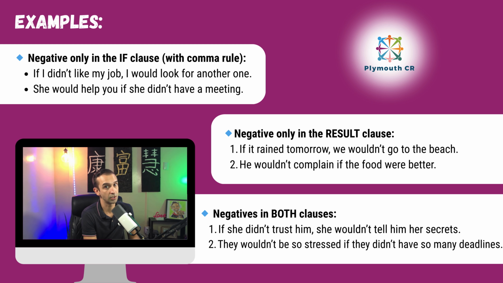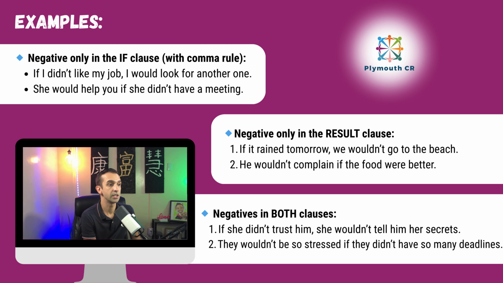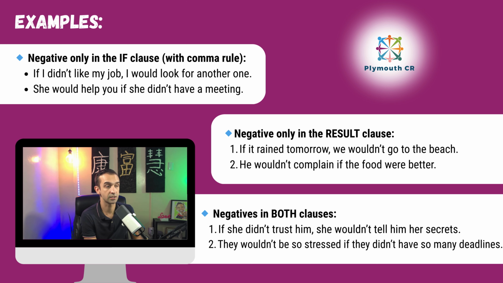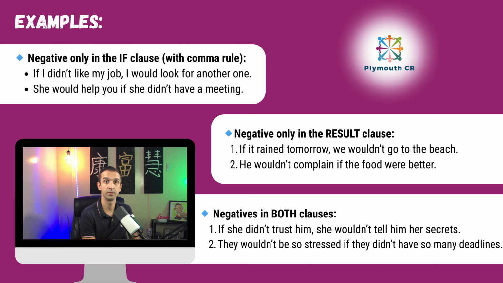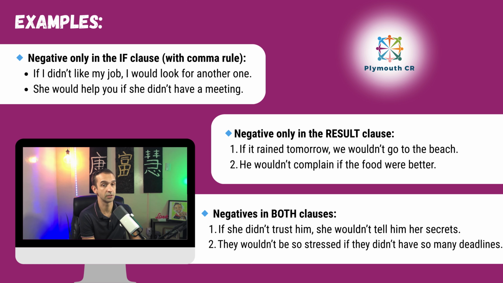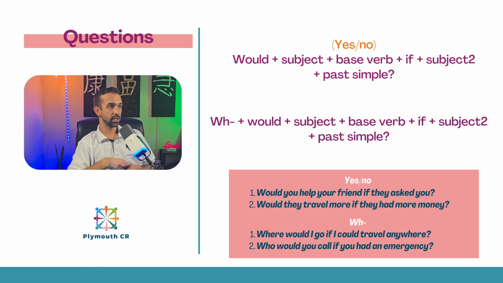Now, another option in which we have both clauses being negative. If she didn't trust him, she wouldn't tell him her secrets, or they wouldn't be so stressed if they didn't have so many deadlines. So these are all the possibilities, okay? So keep that in mind, and also pay attention to the use of the comma, because it's also applicable in negative sentences, of course. Okay, now for the question forms, the yes/no questions and the WH questions.